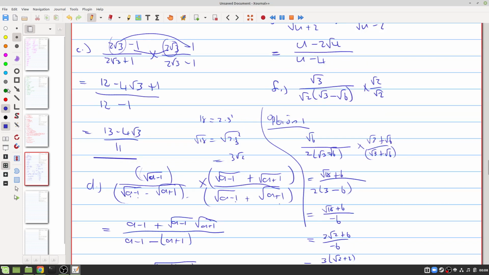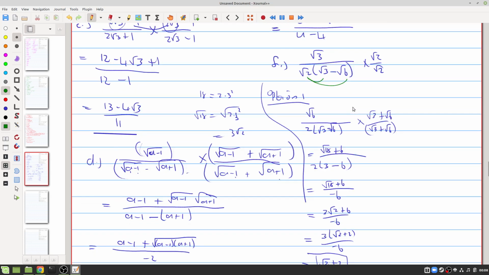Now let's do the green way. So the green way, when we multiply this in first. That's what we said, right? Okay, so if we do that first, we've got square root 3 over, and then we multiply in. So square root 2 times square root 3 is square root 6, and square root 2 times square root 6 is square root 12. And then we will multiply this by the conjugate. Square root 6 plus square root 12 over square root 6 plus square root 12.